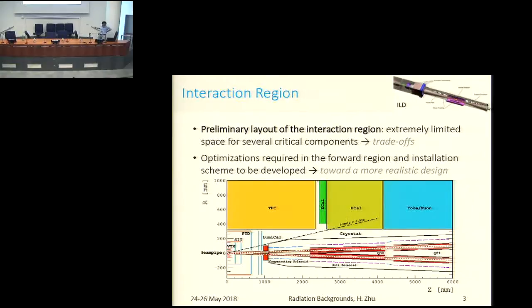Definitely, we're going to come up with a better layout of the tracker and try to match it better between the vertex detector and the TPC, or in the forward region. And definitely, we need two or three layers which are needed for the LumiCal online monitoring or alignment.